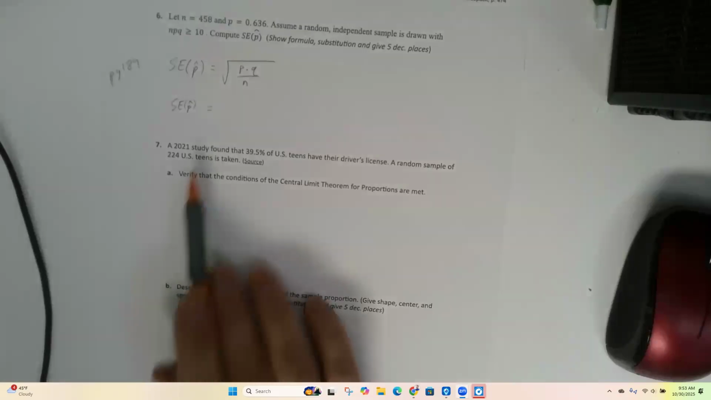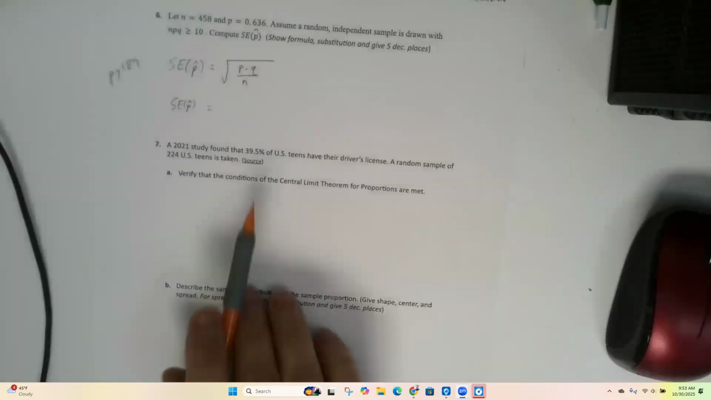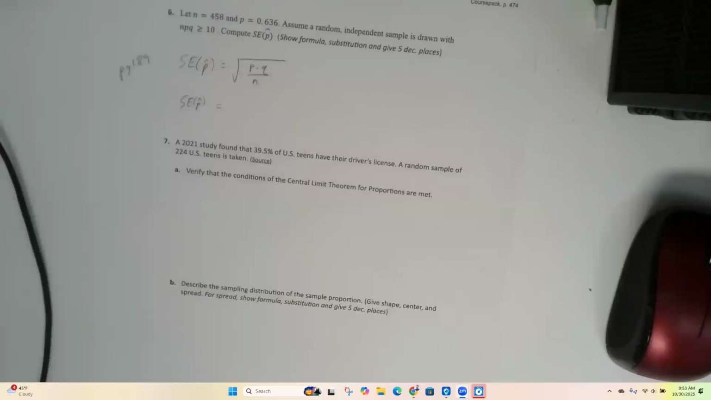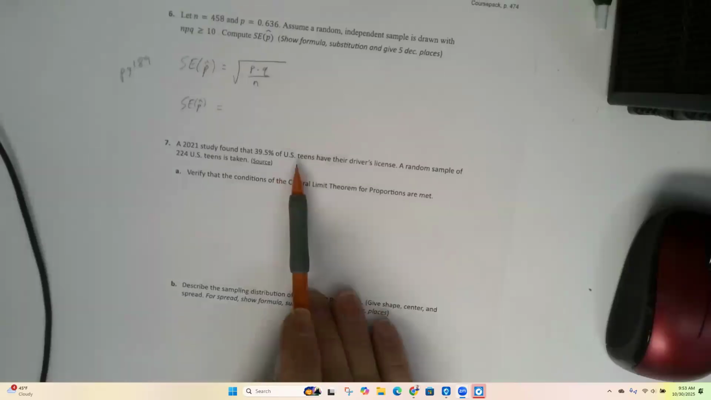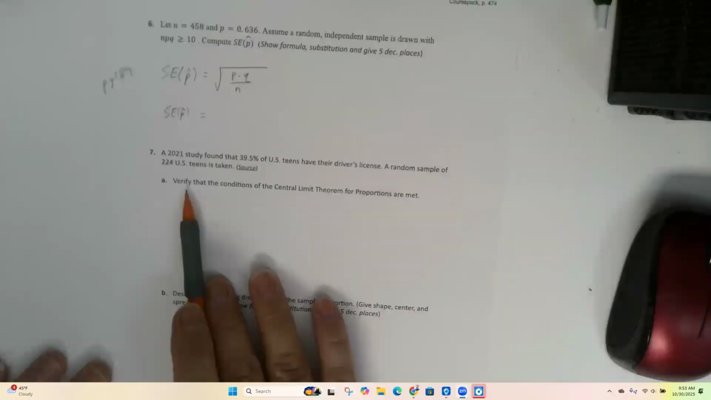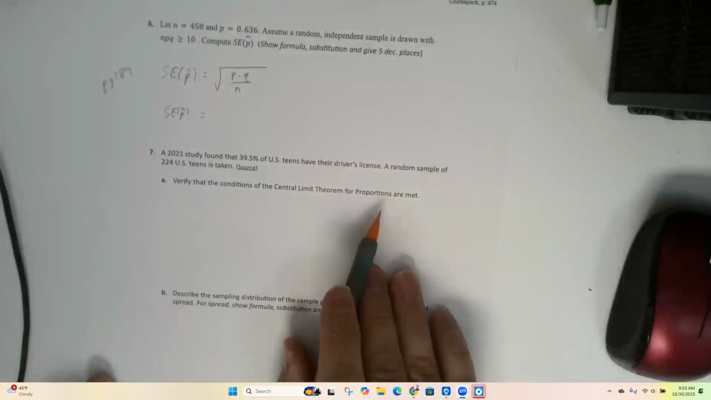Question 7. A study found that 39.5% of US teens have their driver's license. It's a lot less than I would have thought. I guess when you say teens, you can't have a driver's license at 13 or 14, so I would assume that you would only count from 16 to 19. But anyway, a random sample of 224 US teens is taken. Verify the conditions of the central limit theorem for proportions are met.